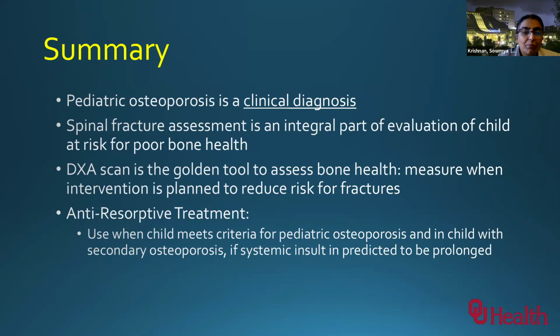Summary: I want to say that pediatric osteoporosis is a clinical diagnosis. Spinal fracture assessment is an integral part of evaluation of a child at risk for poor bone health. DEXA scan is a golden tool to assess bone health, but measure when intervention is planned to reduce risk for fractures. The consensus is to use antiresorptive treatment when a child meets criteria for pediatric osteoporosis, and in a child with secondary osteoporosis, if the systemic insult is predicted to be prolonged.